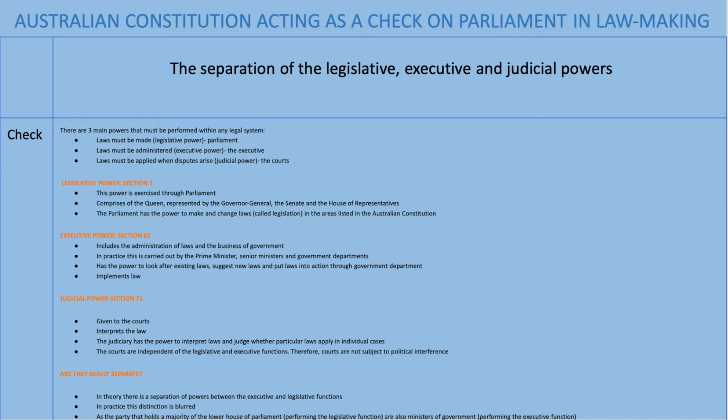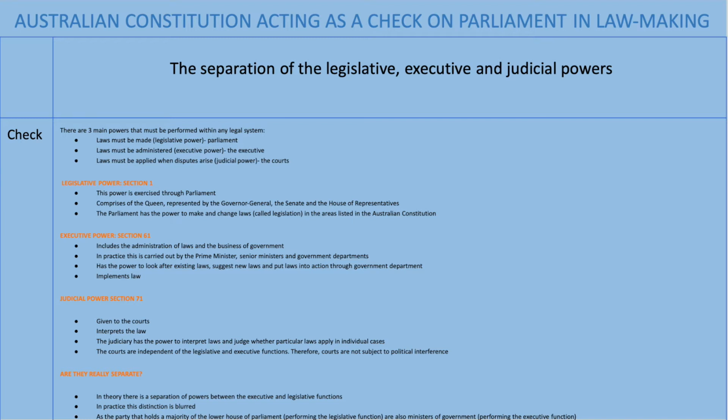The executive power is found in Section 61 of the Australian Constitution. It includes the administration of laws and the business of government. In practice, this is carried out by the Prime Minister, senior ministers and government departments. It has the power to look after existing laws, suggest new laws and put laws into action through government departments.